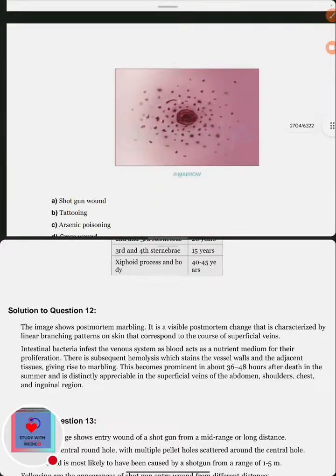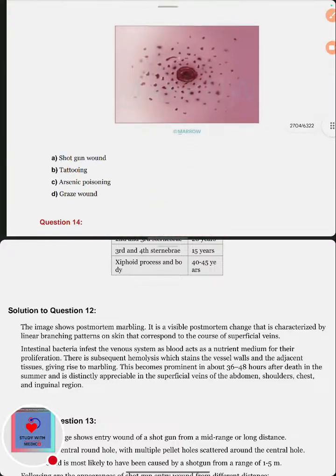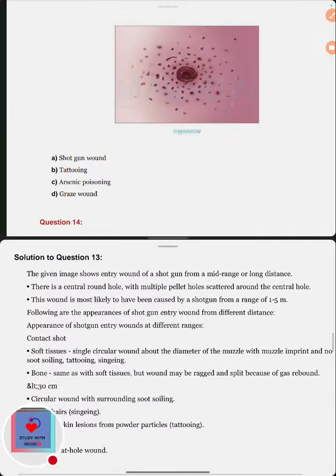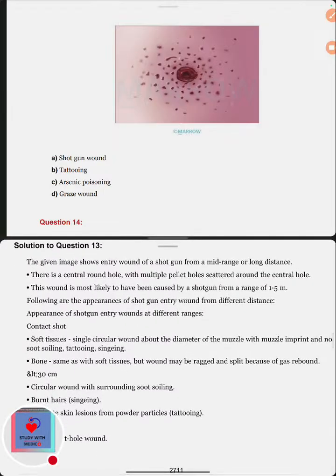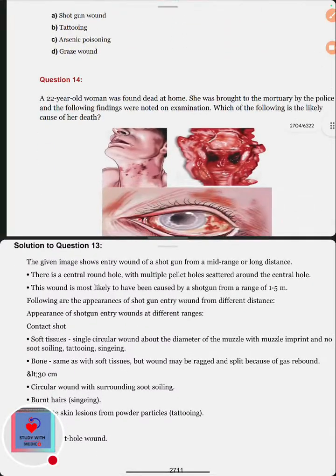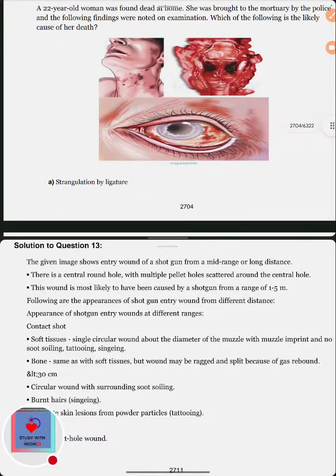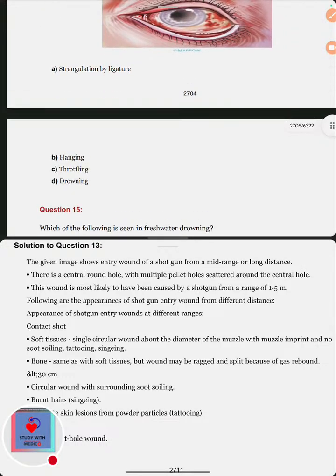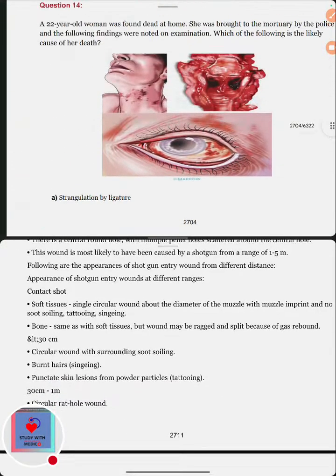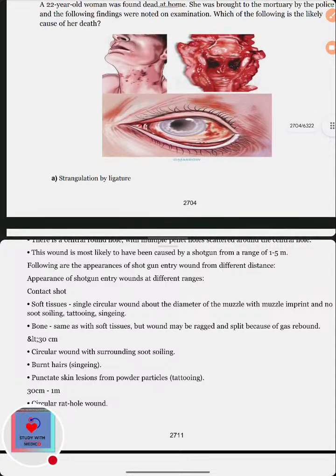The image shown below is a shotgun injury from a long range distance. Who found it? So this is a case of strangulation. Strangulation by ligature, or throttling, not throttling.